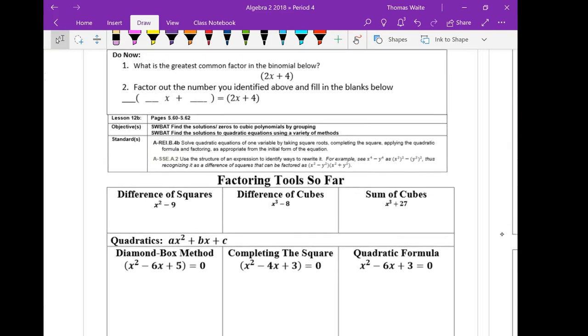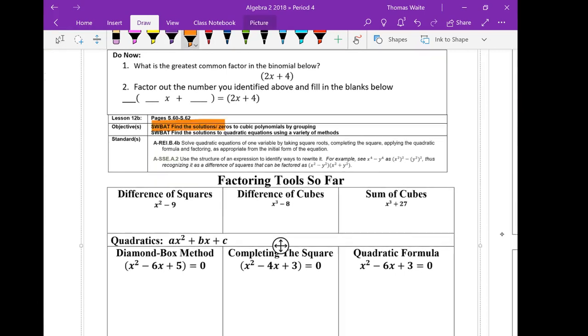Our objectives for today, the first one is to be able to find solutions of cubic polynomials by grouping. And then I also included an objective where we have to be able to find solutions to quadratic equations. We'll see why that's important later. Once we start finding solutions with grouping, we may need to use some of our other tools to finish our problems, but we'll come to that later.